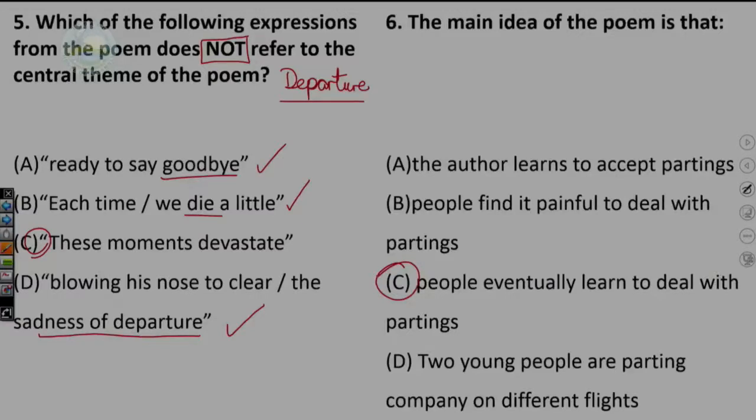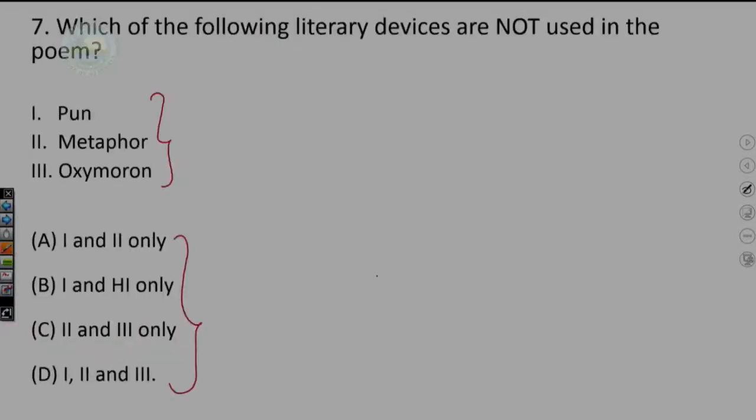Let's look at item 7. It's the final item in our listening comprehension. And sometimes some students think that multiple choice can be very, very easy. But I want you to understand that there are elements in there that can trick you. So you have to be very careful.